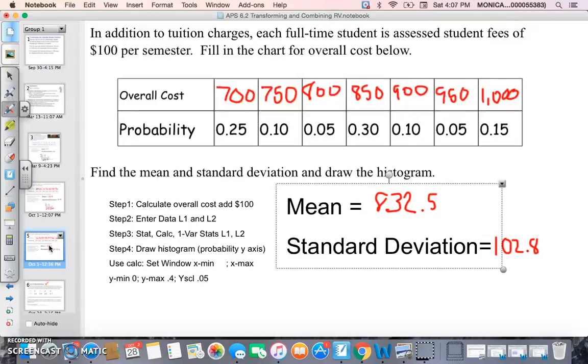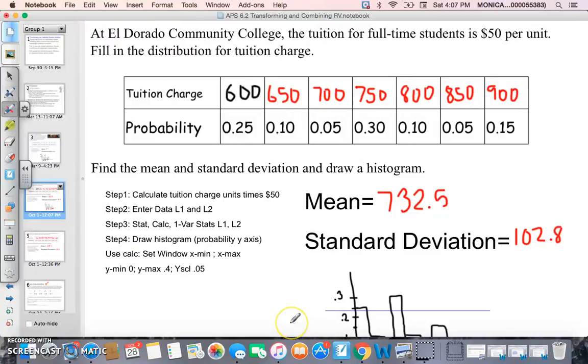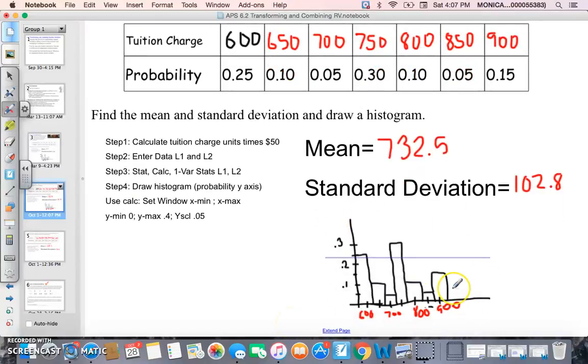It stays the same. And again, if I were to draw the histogram, I would just draw this same diagram because my probabilities have not changed. The only thing that's changed is my random variable X. So this would now be 700, 750, 800, so on and so forth.